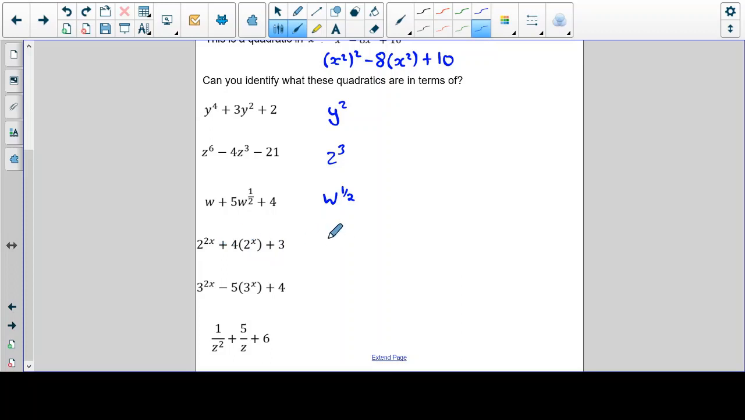This next one is a quadratic in 2 to the power of x. This is 2 to the power of x squared, and this is just 2 to the power of x. Similar here. This is a quadratic in 3 to the power of x. When you square that, you get 3 to the power of 2x. And this last one is a quadratic in 1 over z. If you square this, you get 1 over z squared. And this is 5 lots of 1 over z.